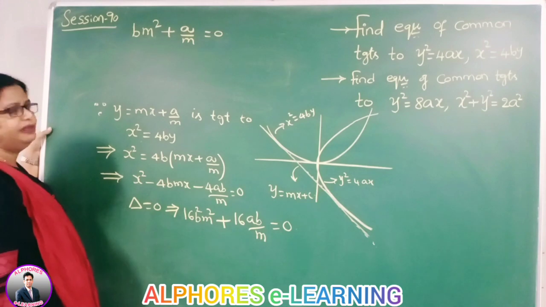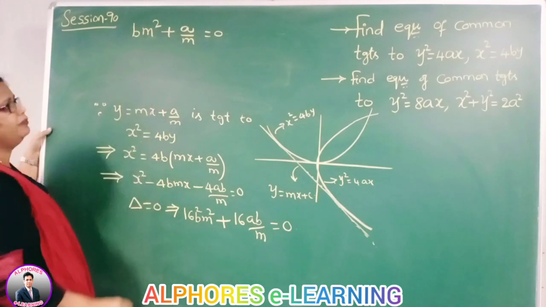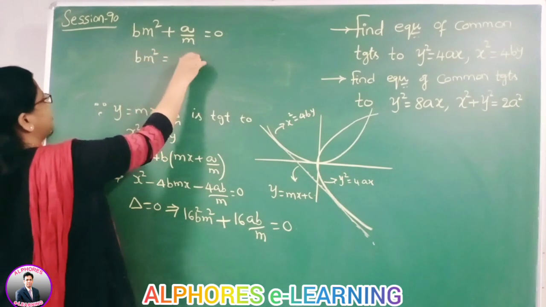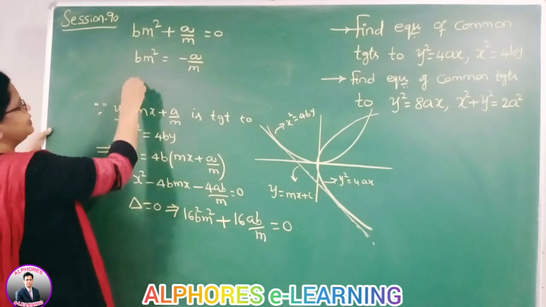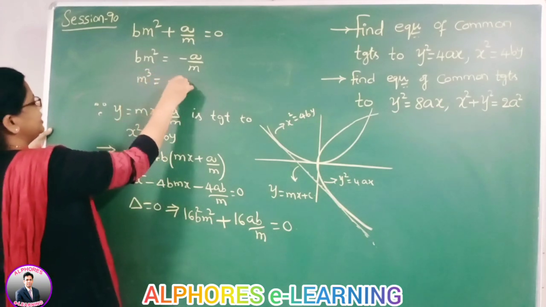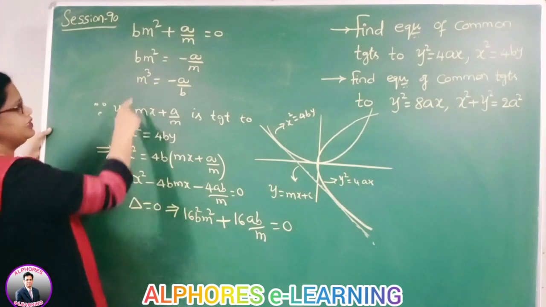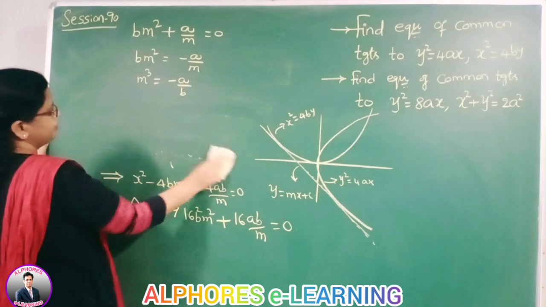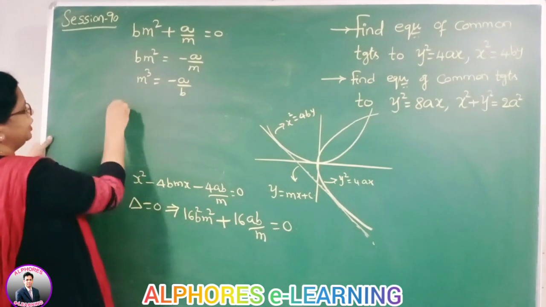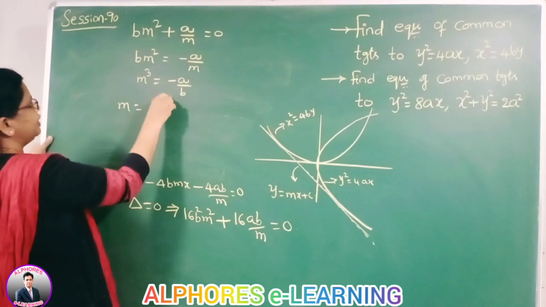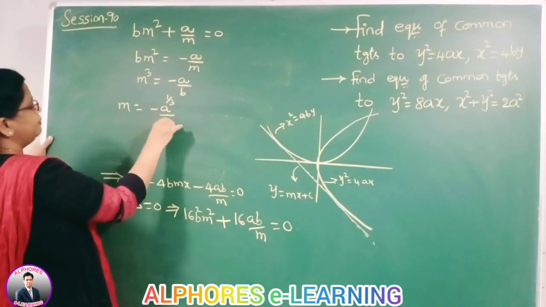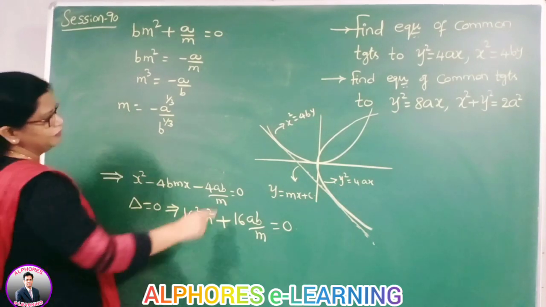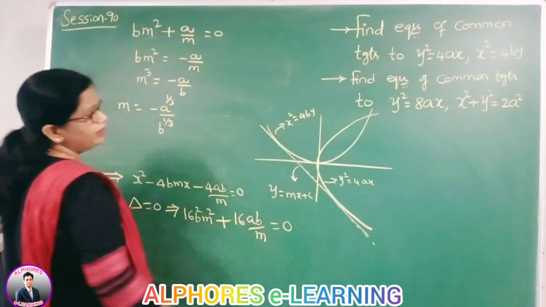As m is our requirement, let us take bm square equal to minus a divided by m. That implies m cube is equal to minus a divided by b. It is cubic, so nothing to worry. If it were square we could not take it, but it is cubic. So m is equal to minus a to the power 1 by 3 divided by b to the power 1 by 3. The other two roots are imaginary, only one real value. That's why you get only one common tangent.